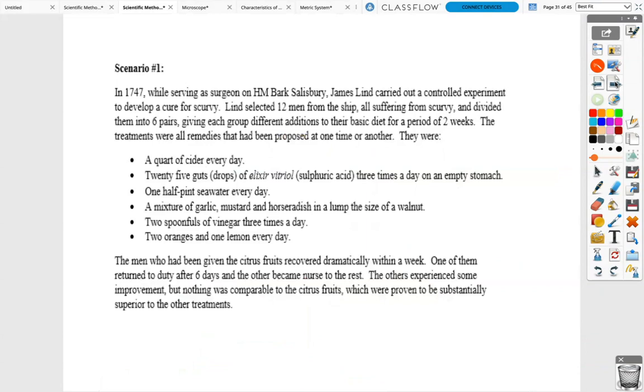So this is the first scenario on your page. If you look at it, it says in 1747, while serving as a surgeon on the Salisbury, James Lind carried out a controlled experiment. So it goes on to tell you exactly what he was looking at. He was looking at 12 men from a ship, and all of these men were suffering from scurvy. He divided the men into 6 pairs. So he had 6 groups of 2. What he started doing with these men is he was giving additions to their basic diet. So all of these men were living with other men on this ship. They were sailing at the time.